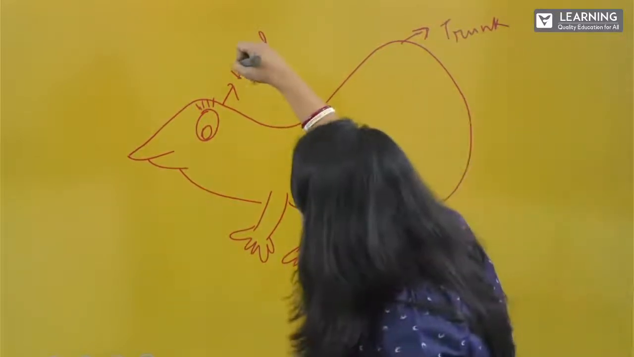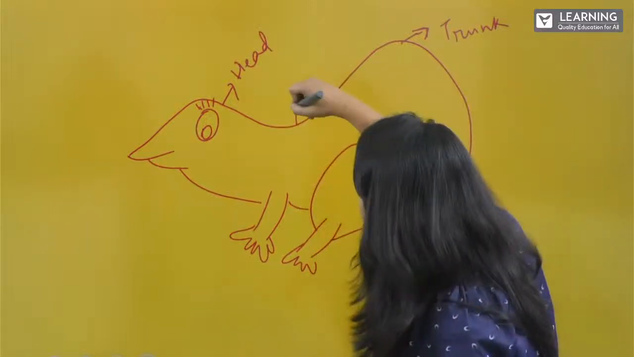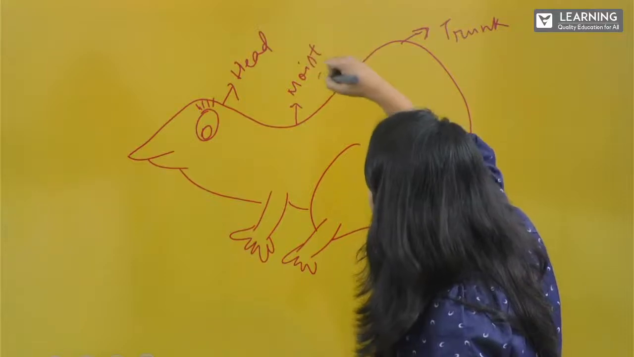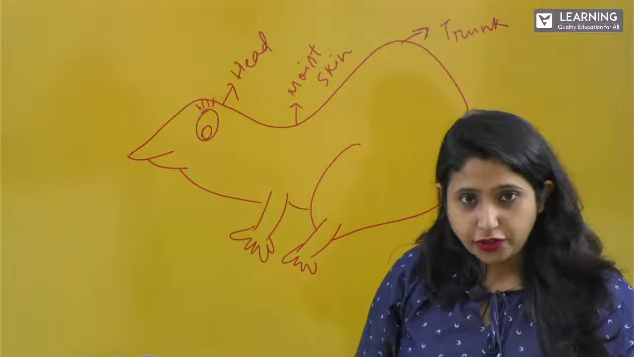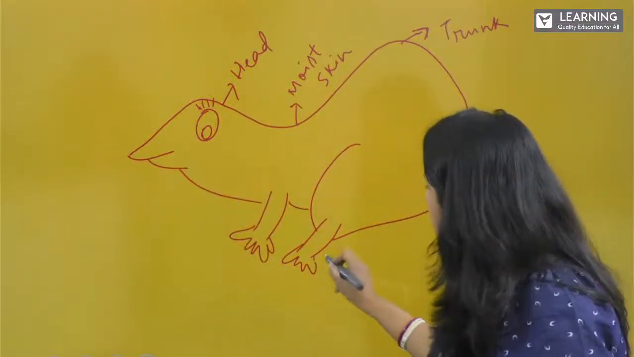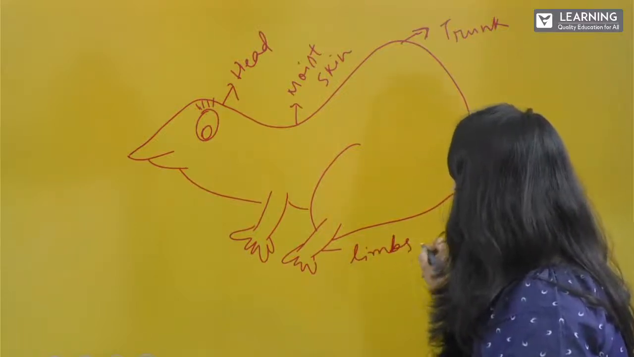This is the head. And how is their skin? Their skin is moist, okay? They have got moist skin, which helps them in respiration, right? So they have got a pair of limbs, okay? They have got a pair of limbs.